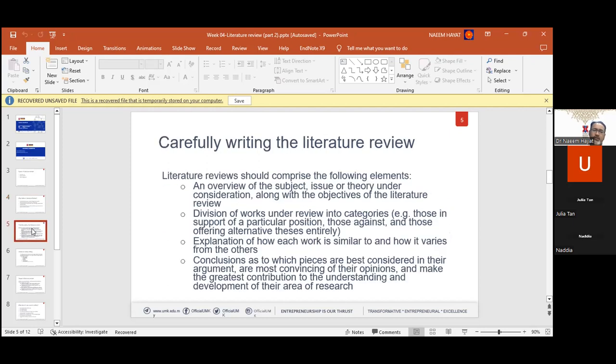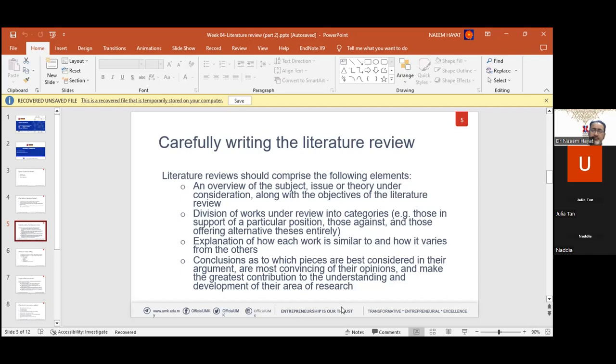Another thing we need to be careful about in writing is that the literature review should comprise these elements. When we are writing, we must think about what we should be writing: an overview of the subject, issue, or theory under consideration, along with the objective of the literature review. Sometimes we discuss only the theories available on the topic, sometimes the emergence of the topic, and sometimes the controversies in the topic or literature. So it relates to the objective we have at hand.